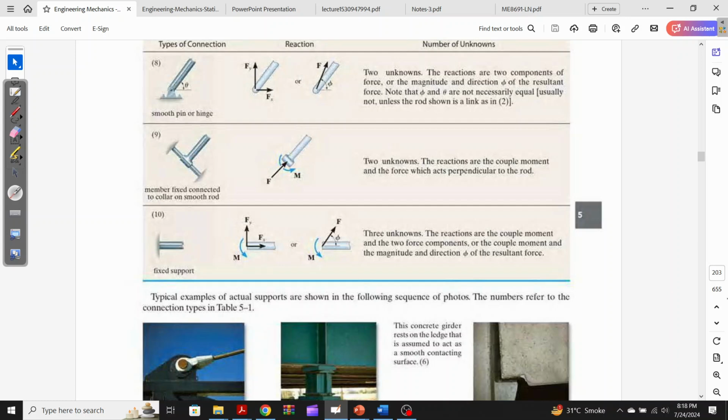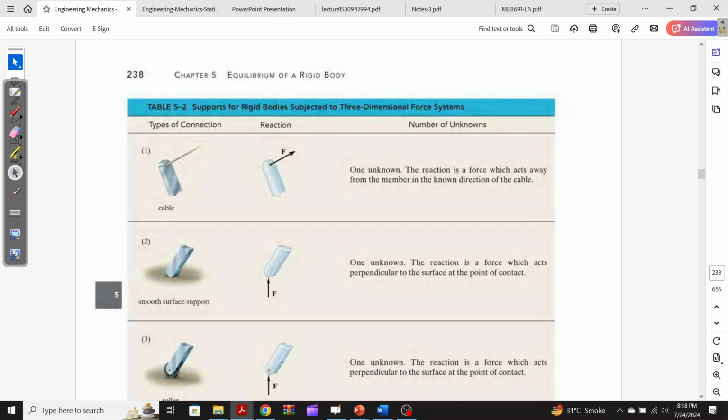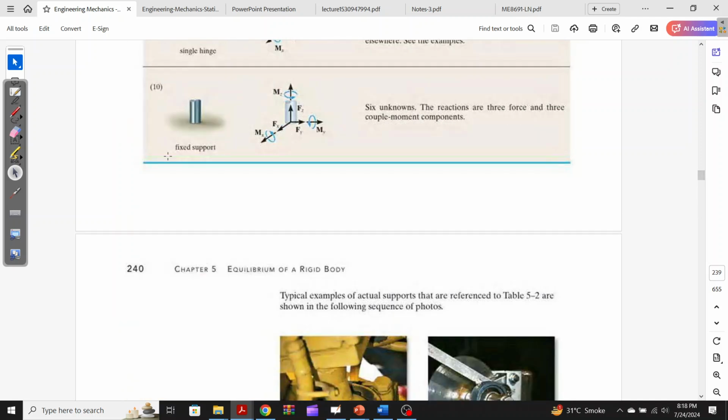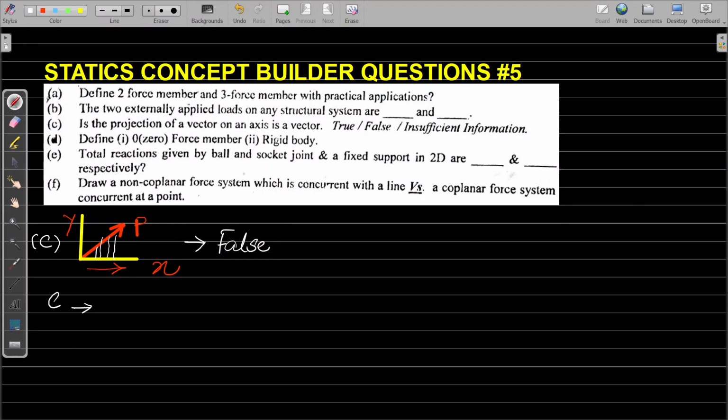You have to be very careful that if he asks you what will be the reactions of the fixed support in 3D, it will be totally different, because in 3D the fixed support will give you six unknowns, so don't get confused. The reactions are three forces and three couple moments. The three forces are Fx, Fy, and Fz, and the couple moments are Mx, My, and Mz. I hope this clearly explains the concept of this question.